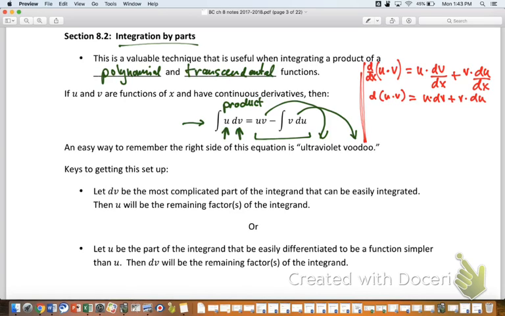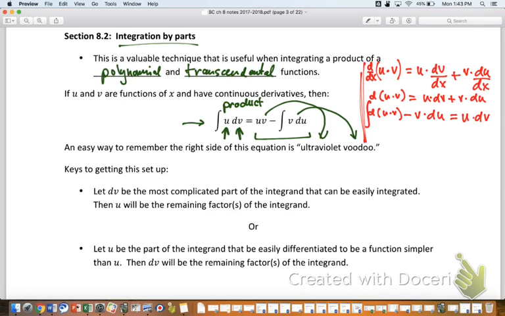I'm going to rearrange it a little bit. I am going to subtract v du from both sides. You can start to see this taking shape. And now I'm going to anti-differentiate both sides.